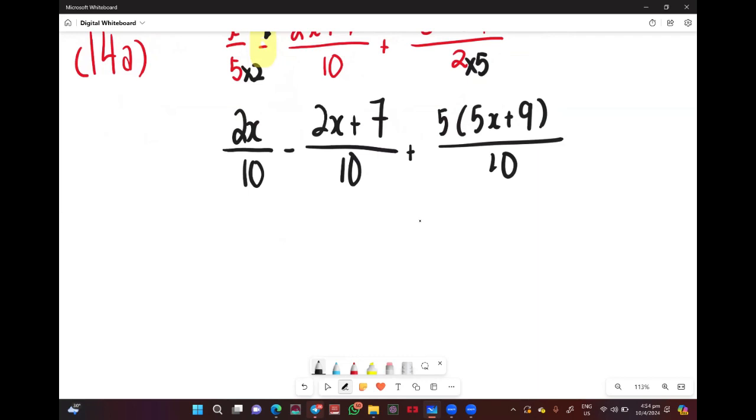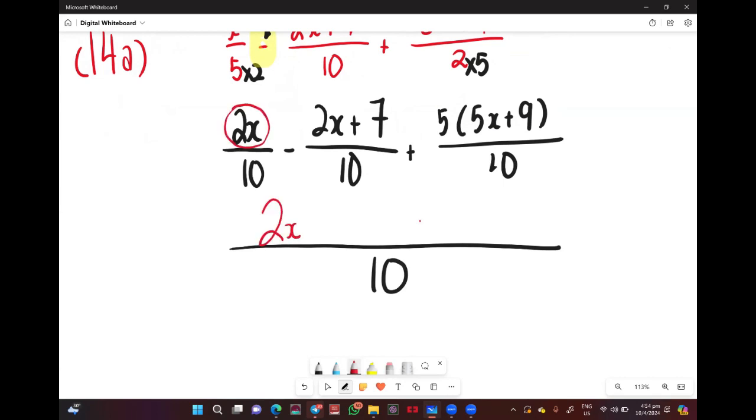Now, ready? My denominator is now all the same, right? I can combine them already. Are you all ready so far? Watch, 2x. Can you see 2x? I will just write 2x first. Can you see? Minus bracket 2x plus 7. A lot of students simply do this: they will just write minus 2x plus 7. It's wrong. It is not correct. It has to be minus bracket 2x plus 7, plus 5 bracket 5x plus 9.